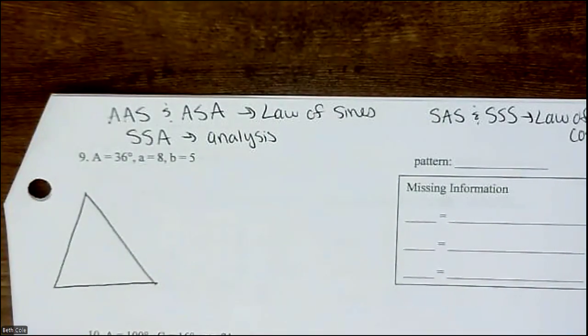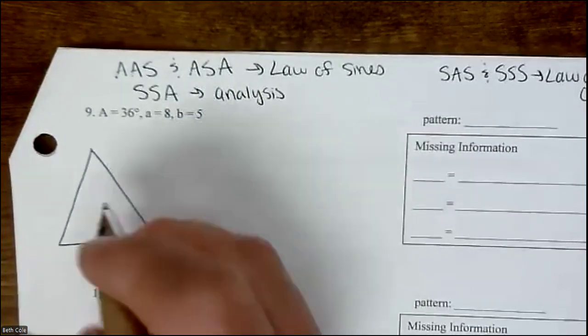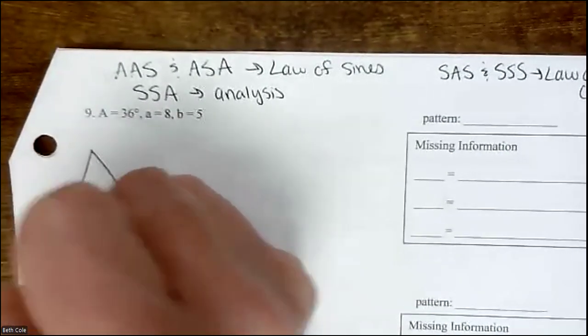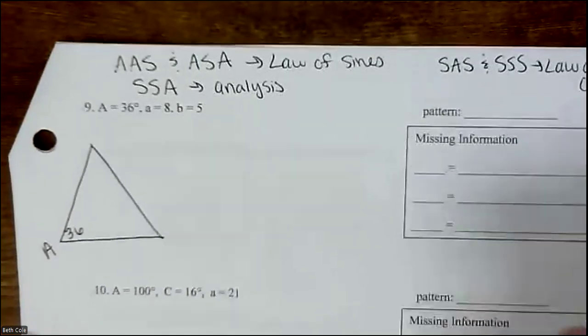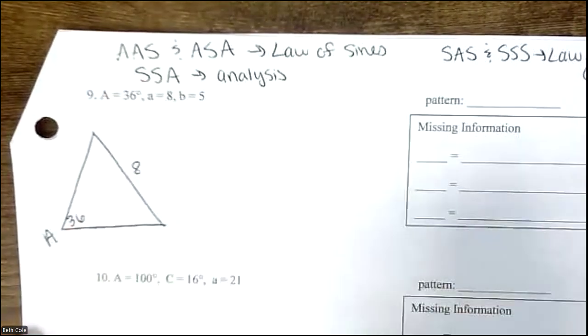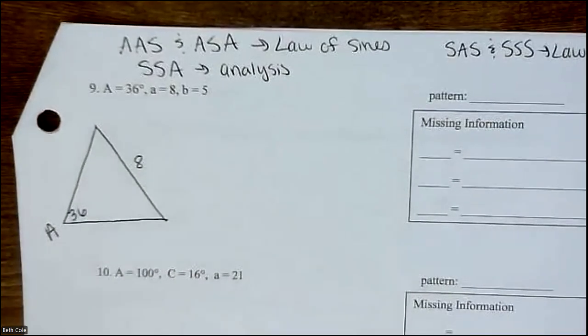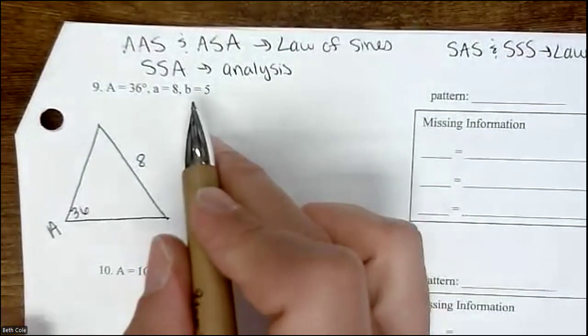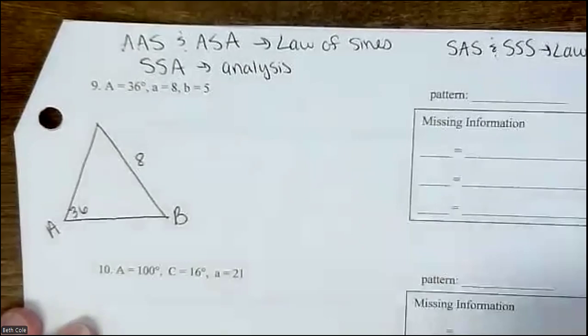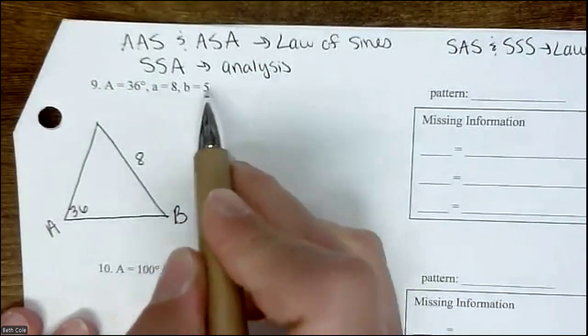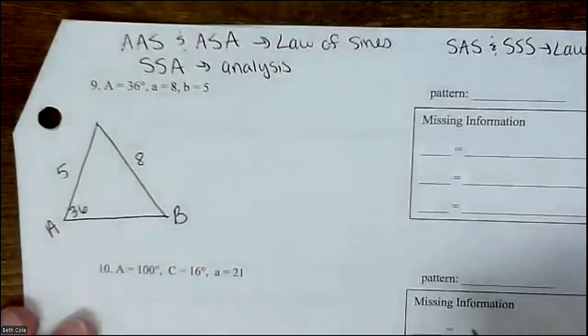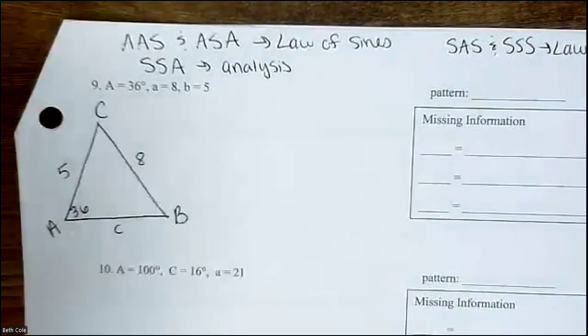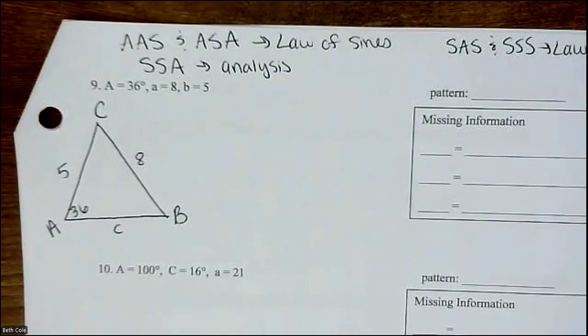Wait, oh, the law of cosines, isn't that what we did? Yeah. All right, so start at the bottom left. A is 36. Across from that, you've got 8. Then you want to go to the bottom right, but you don't have any other angles, but I know I want to put angle B there because I have little b, which goes across from it. The one that you don't have any information about goes at the top.